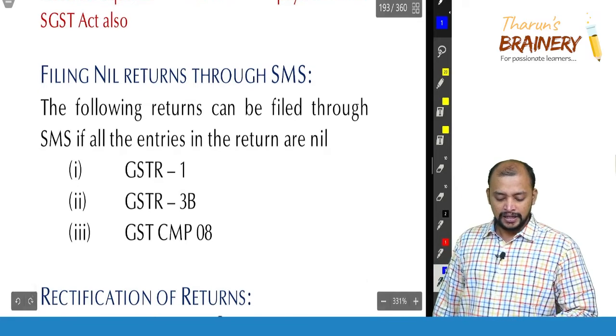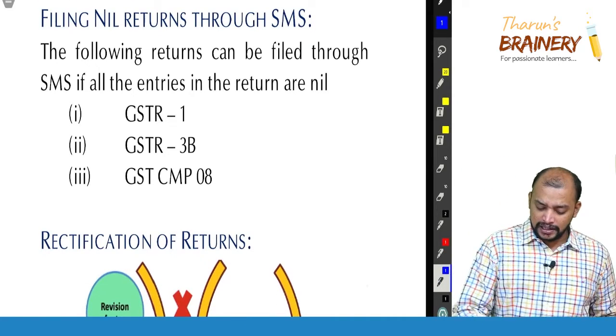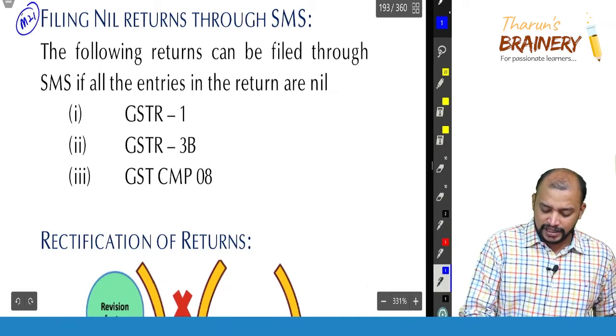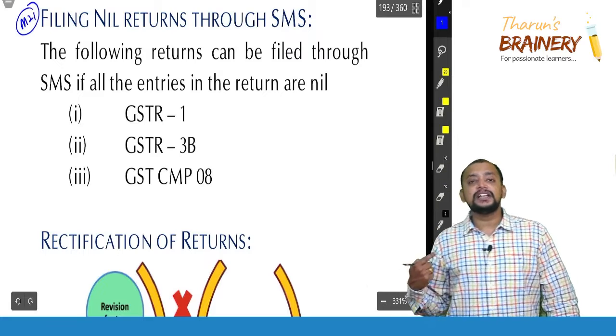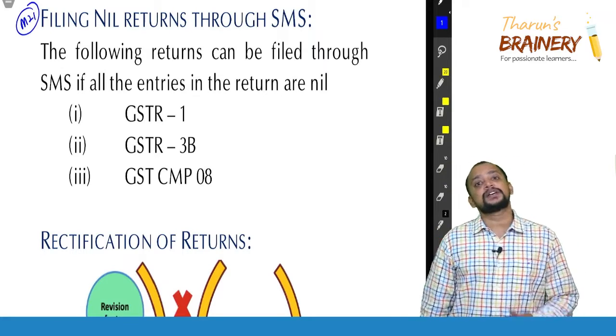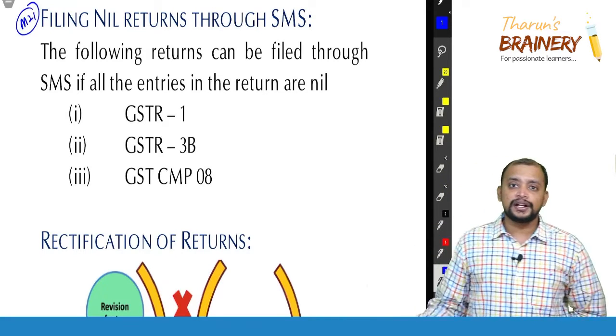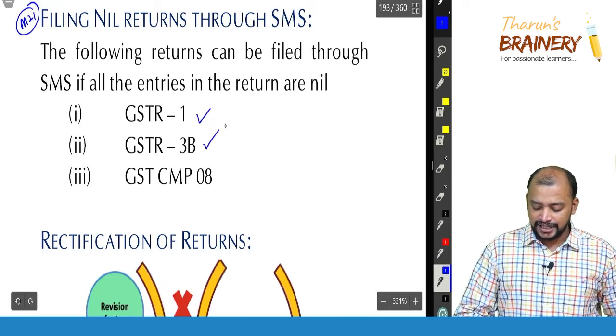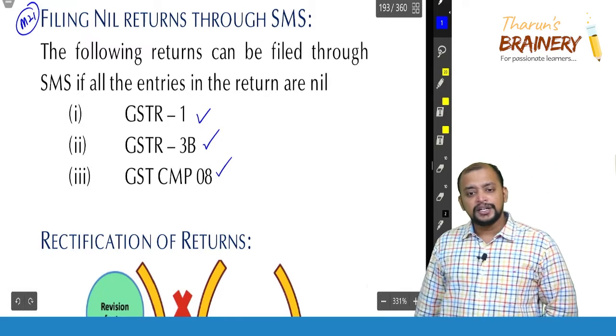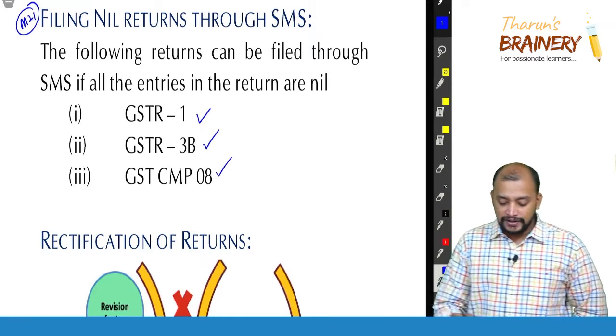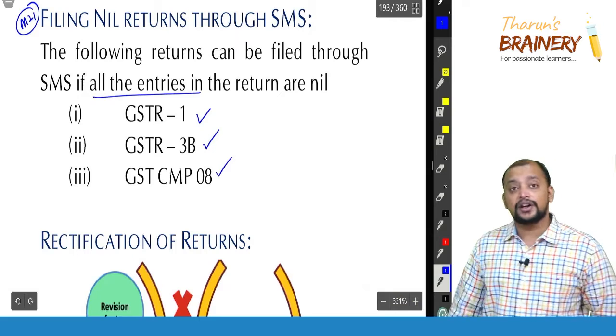Then, now this is the latest amendment here, the May 21 amendment: you can file nil returns through SMS now. What are those nil returns? GSTR 1, GSTR 3B and CMP 8, if all the entries in the return are nil.